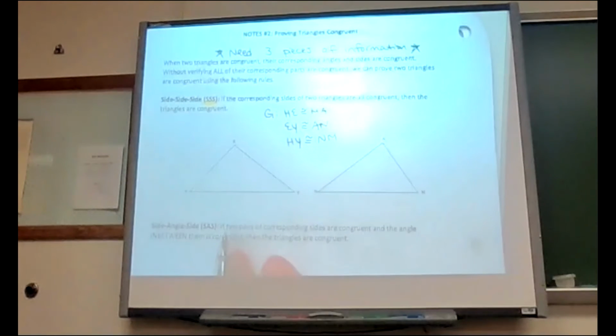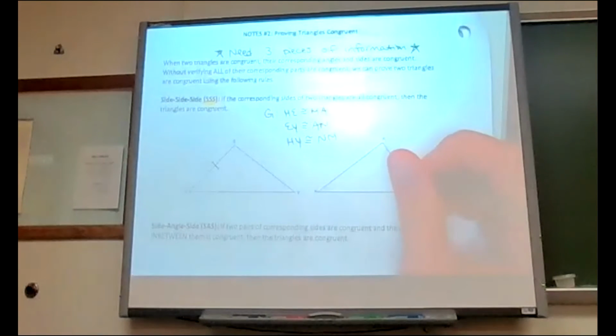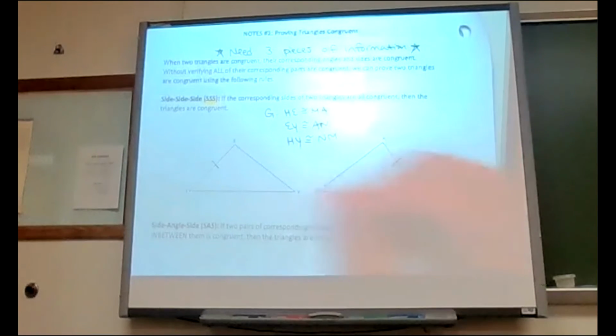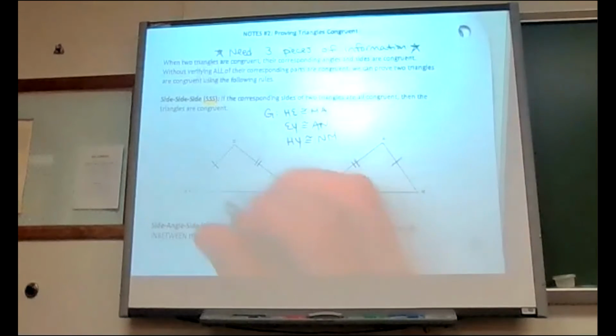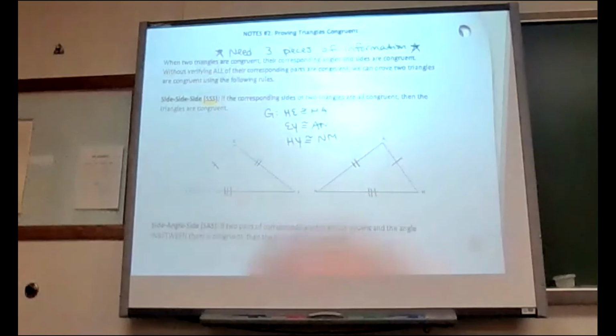If I knew that was true, one of the best things you can do for yourself this unit is mark things as you go. So HE to MA. EY, which is here, to AN. HY to NM. There are my corresponding sides. If I know that all three sides are congruent, then I know my triangles are congruent.